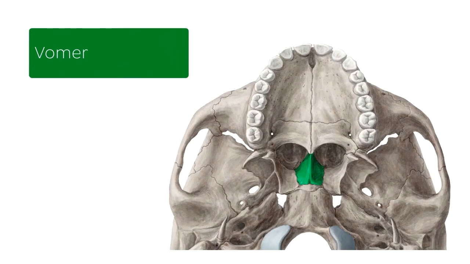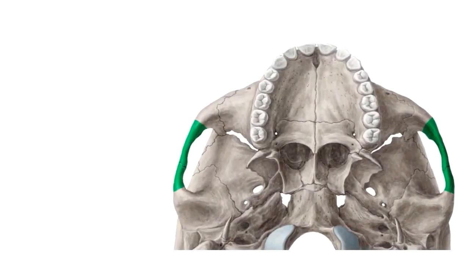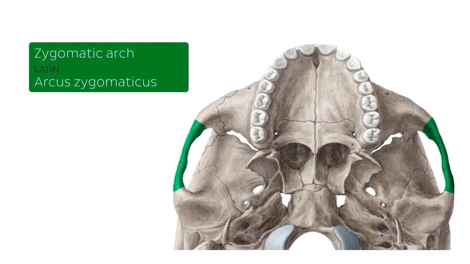Now that we're done covering different bones that we can find on the inferior view of the base of the skull, now we're going to talk about the bony structures associated to those bones that we talked about. And we're going to start off with one that I already mentioned. This is the zygomatic arch. And the zygomatic arch is formed by the zygomatic process of the temporal bone, as I mentioned here, and also the temporal process of the zygomatic bone, like I mentioned. Now there is a suture here. This suture is known as the temporozygomatic suture, which connects the zygomatic bone to the zygomatic process of the temporal bone.